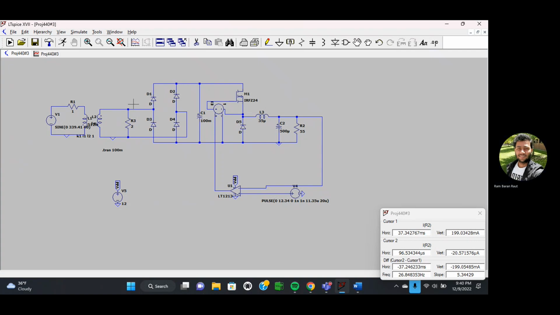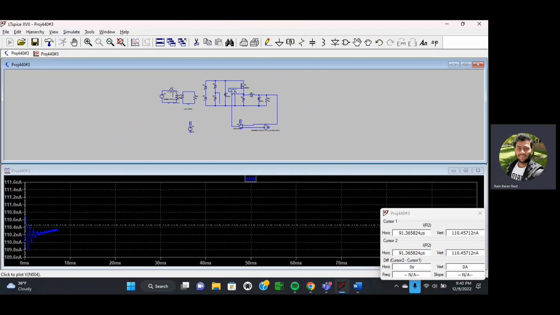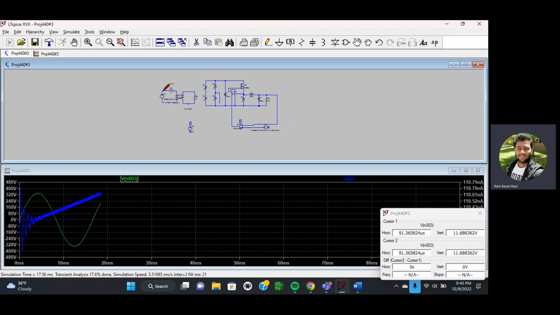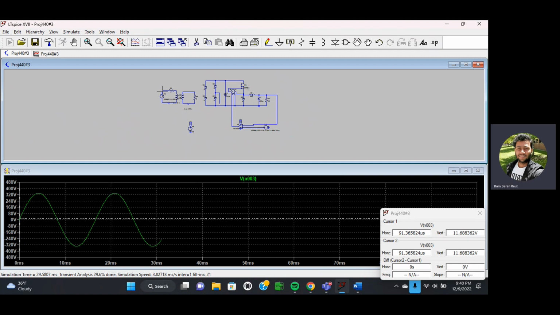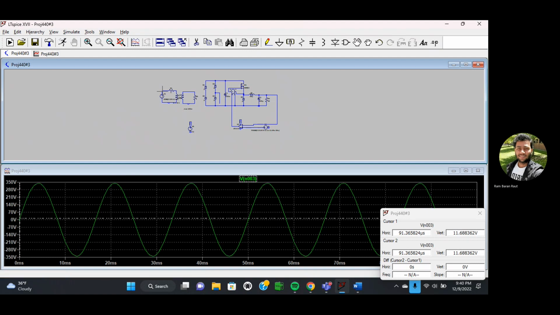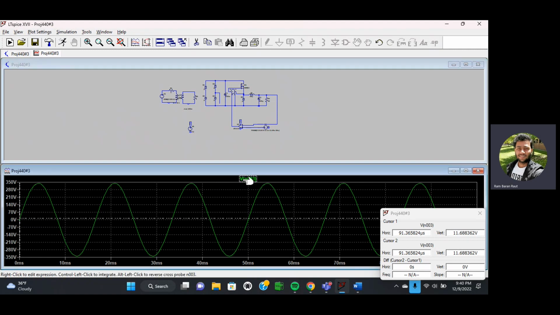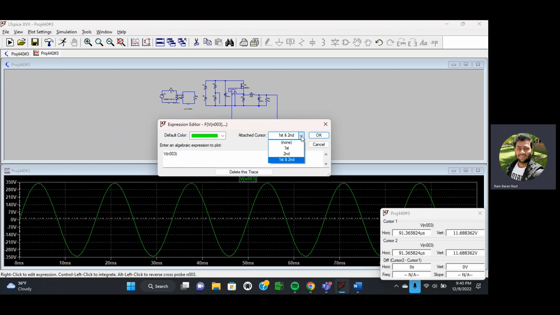So right now, if you just want to see the input and the step down transformer, how it works and how it looks like. So this is the input voltage, the source waveform. The peak value should be 339.41 volt, which is peak, not RMS. So let's put a cursor over here. It has 2 cursors, but we just need 1 cursor.